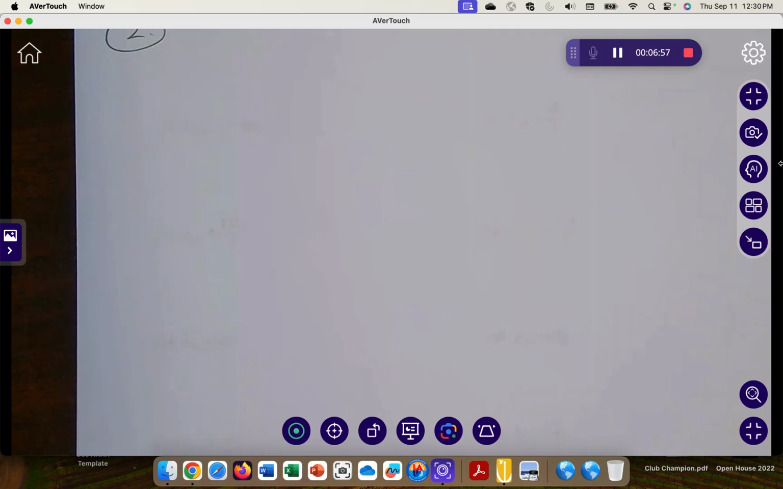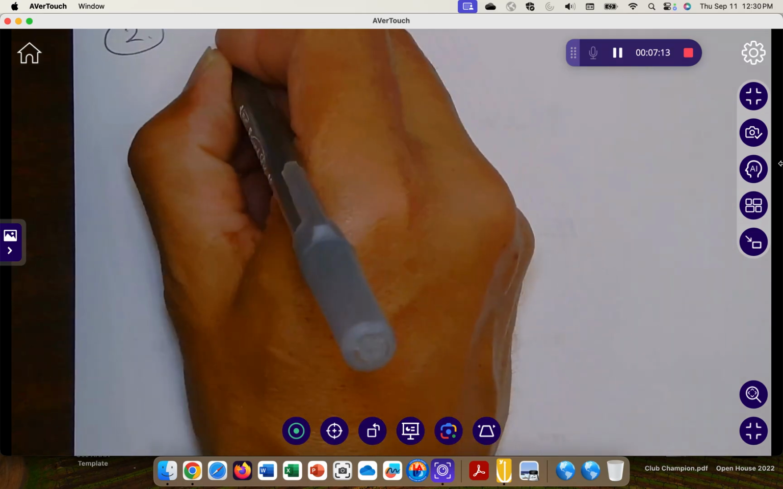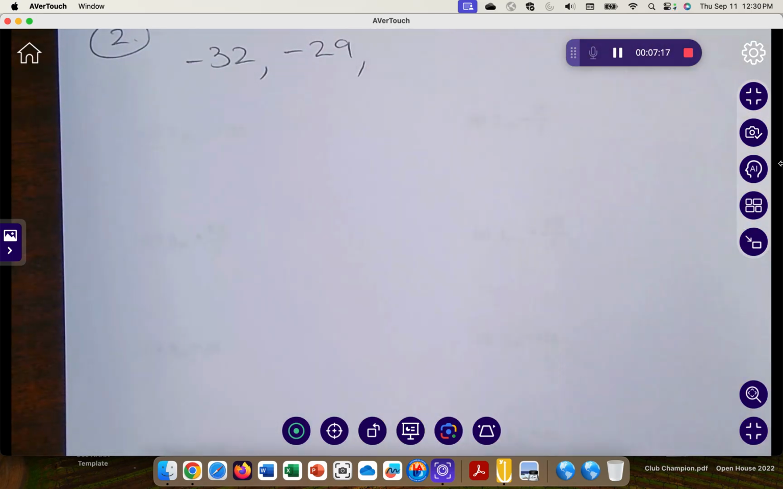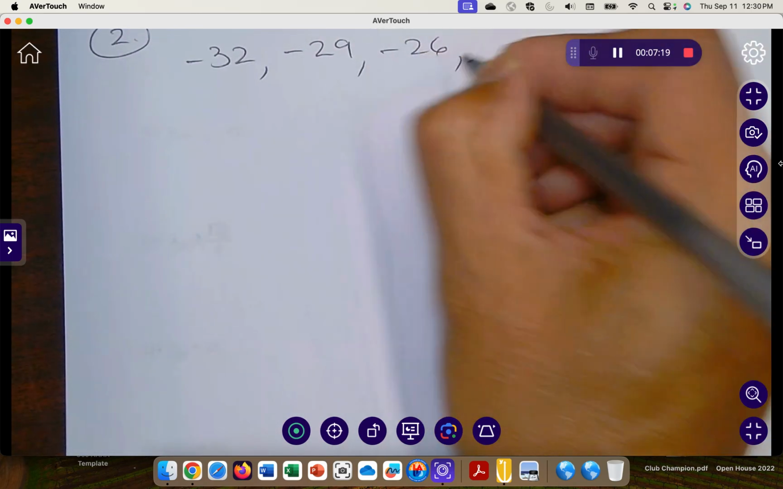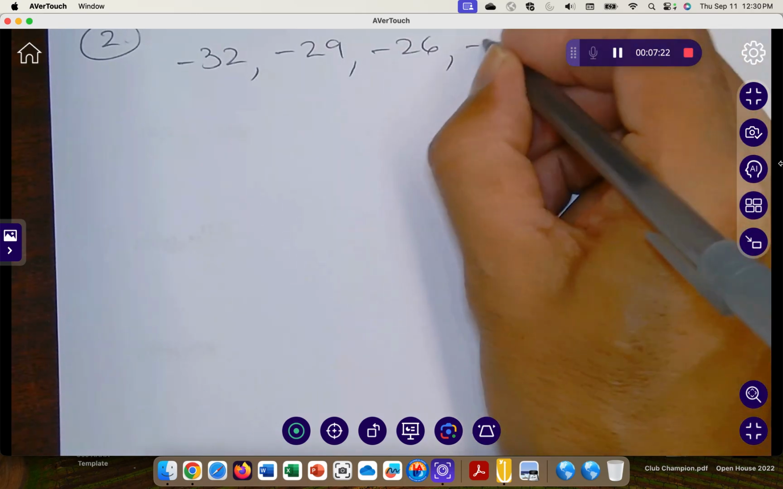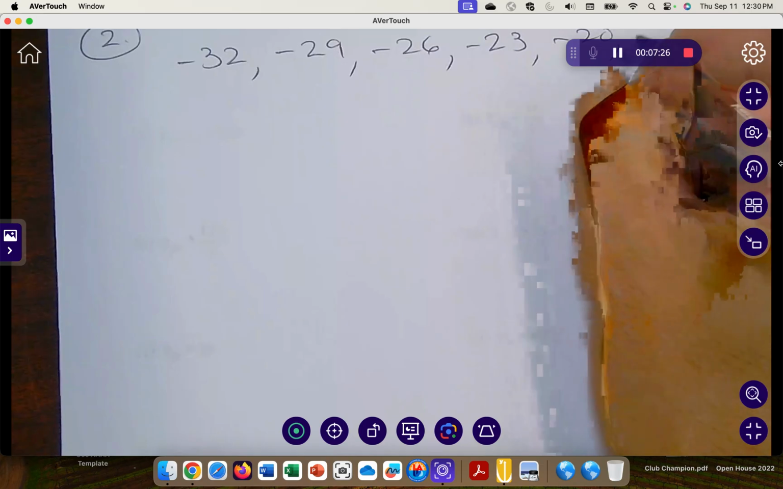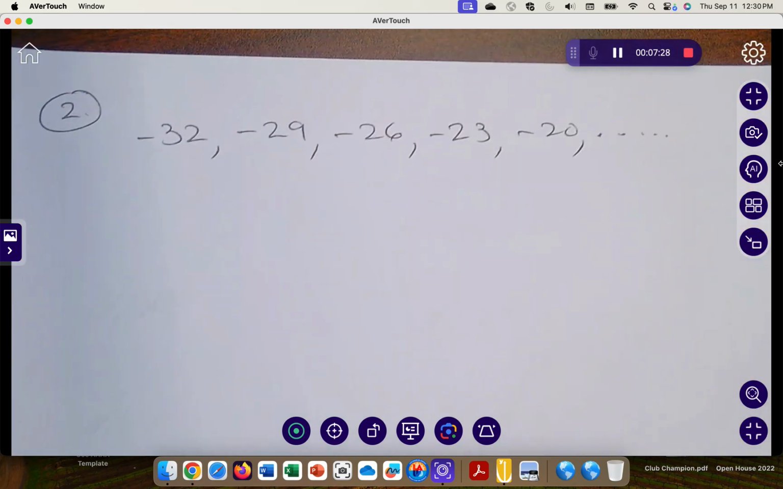Okay, here we go. Let's see. Okay, number 2, here it is. Negative 32, here's the sequence. Negative 29, if you see bigger numbers, it's not any more difficult. Okay, copy that one.